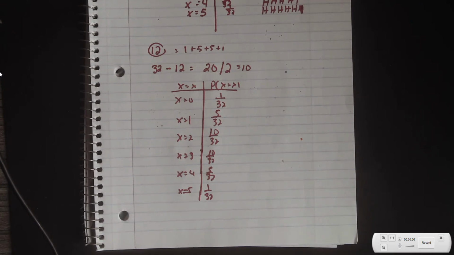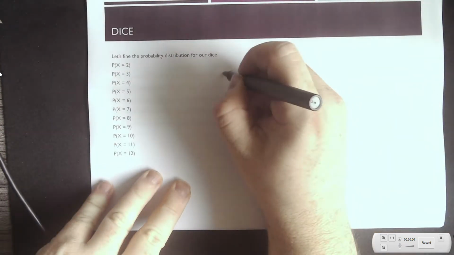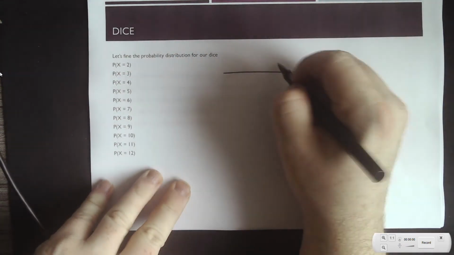Let's find a probability distribution of the dice. So let's find the probability distribution of the dice. Well, same thing as before. I think I can fit it all in here.